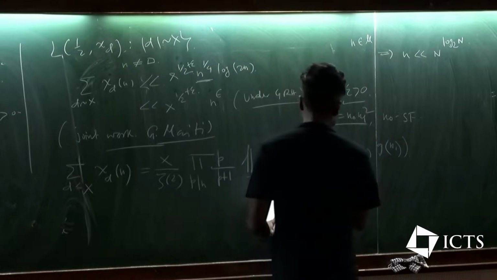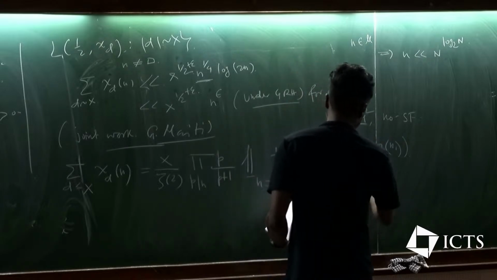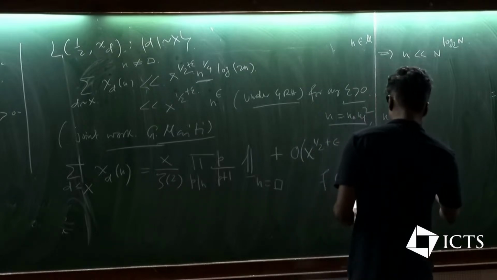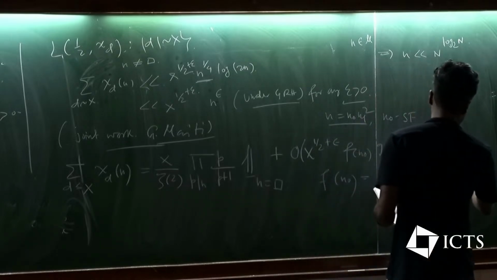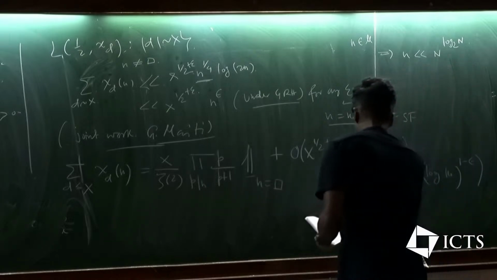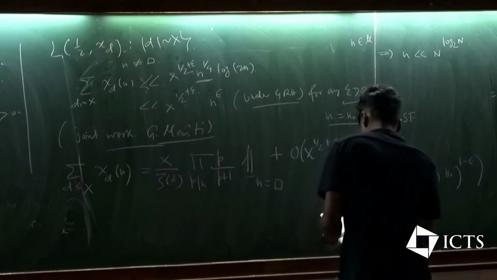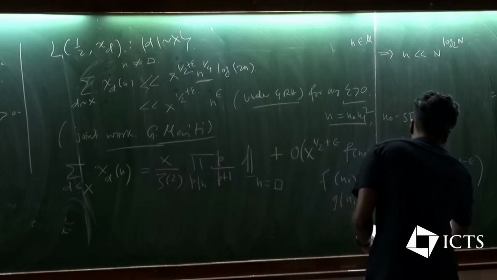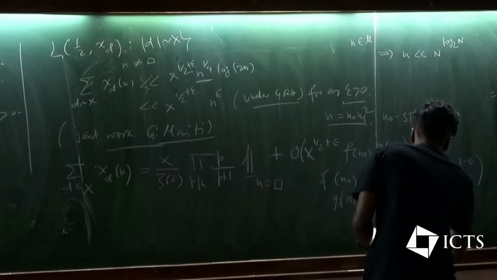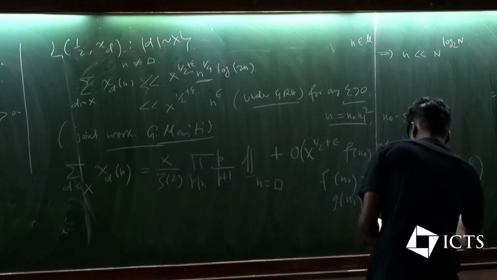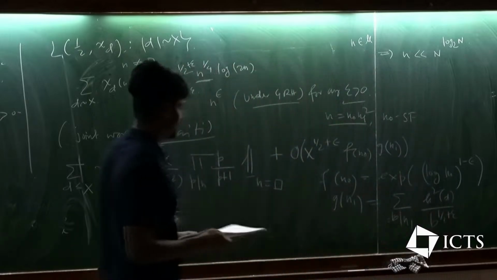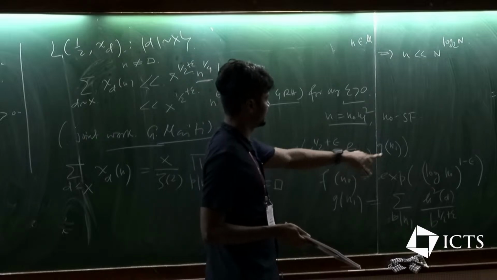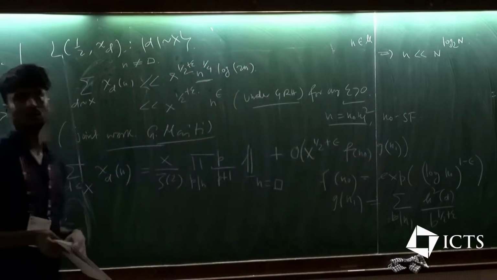And I must write down what f of n naught looks like. It is exp of (log of n naught) to the power 1 minus epsilon, and your g of n1 looks like the sum over b dividing n1 of mu squared of d divided by b to the power half plus epsilon. So this part comes from the square free part, and this is from the square part. So you have these two estimates.